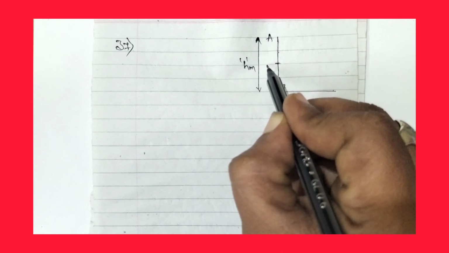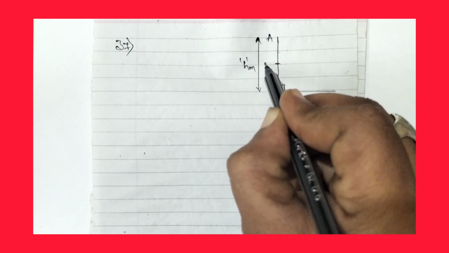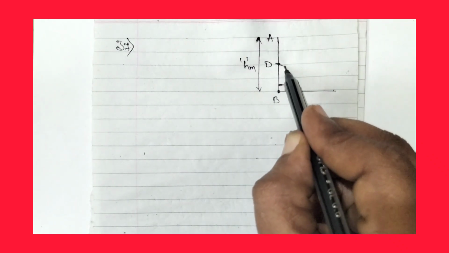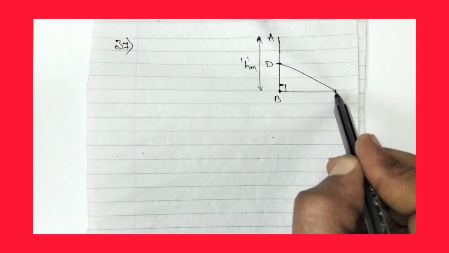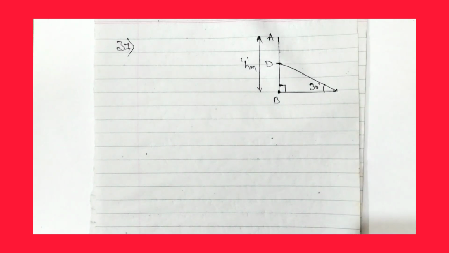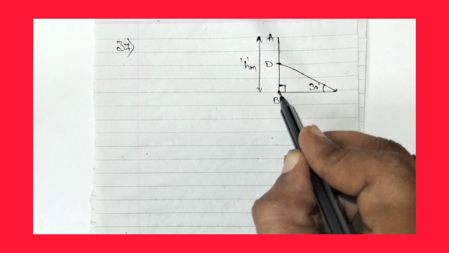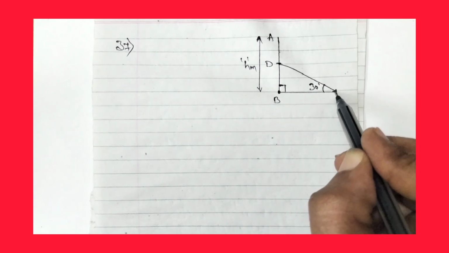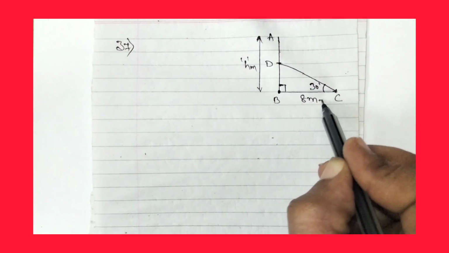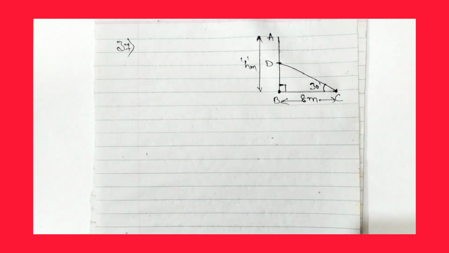So it breaks at this point, that is at D it will break, and this portion AD falls to the ground and it touches the ground at an angle of 30 degree. This angle is 30 degree. Distance between the foot of the tree and the top of the tree is equal to 8 meter. That is distance between B and C, which is equal to 8 meter. Now let us find out what is the height of the tree.